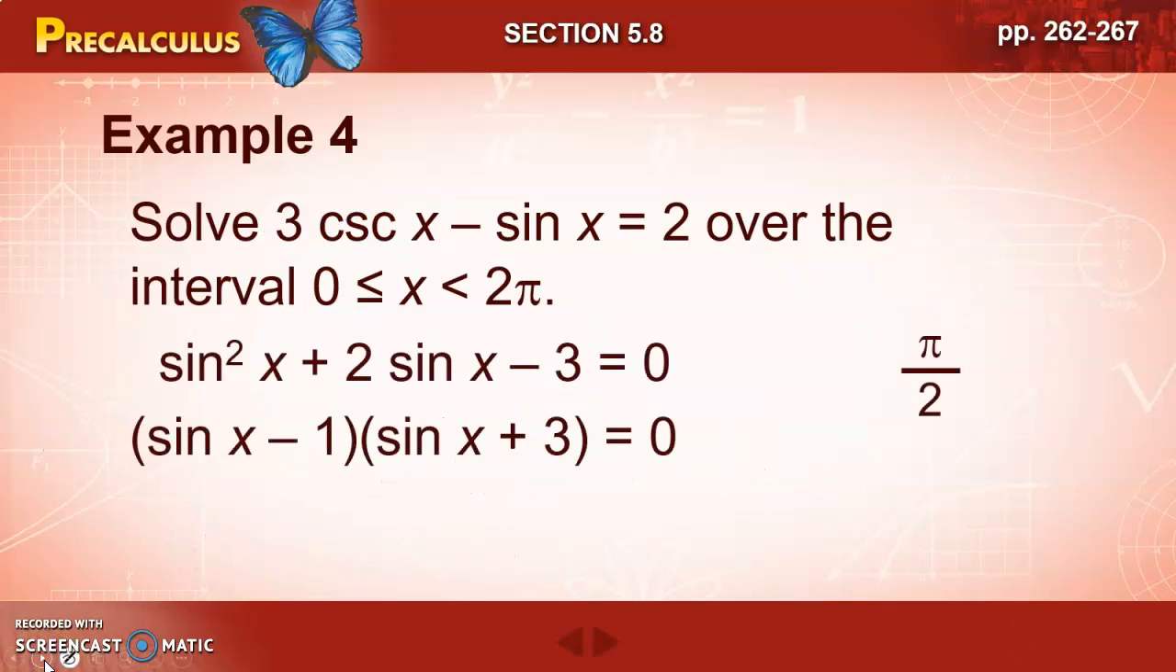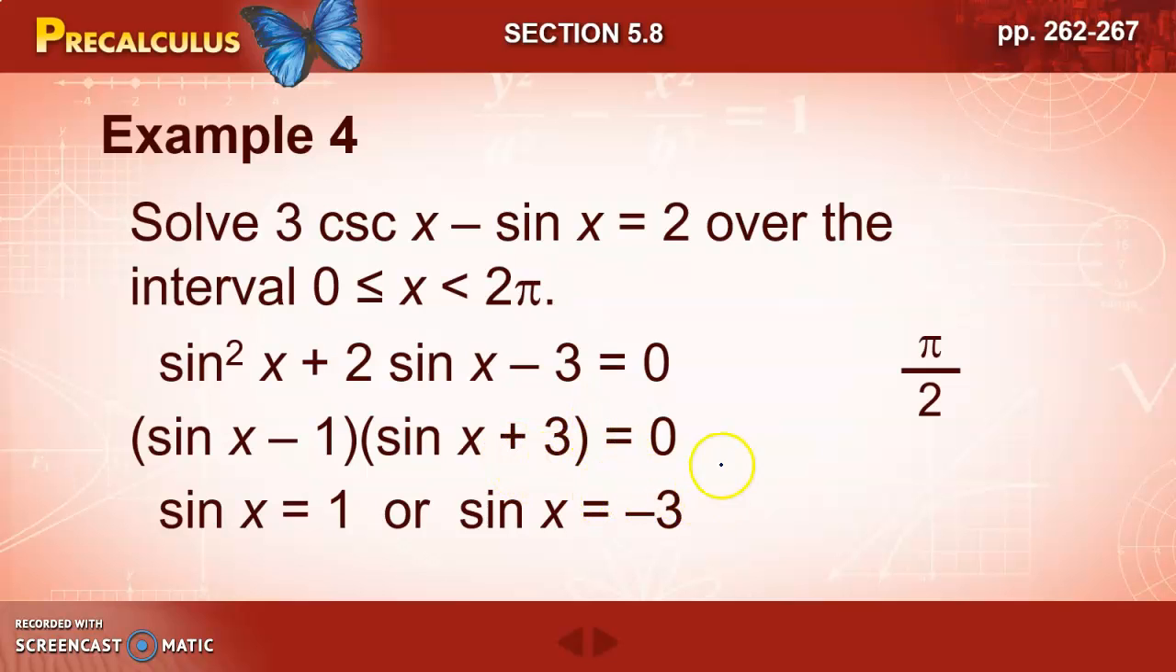So when we factor, we get sine x minus 1 times sine x plus 3 equals 0. Using the zero product property, we'll set both of those equal to 0. So sine x minus 1 equals 0. When we simplify that, we get sine x equals 1, or sine x equals negative 3. Using inverse sine, we want to find the angle whose sine is 1, and we get x equals pi over 2.